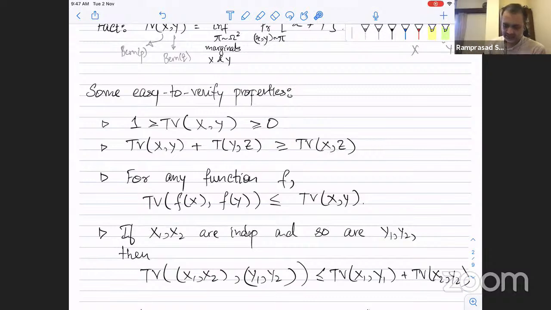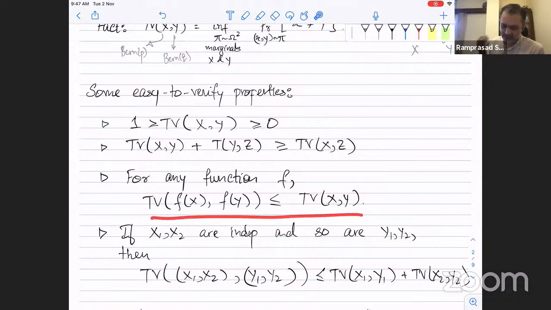Okay. And secondly, it satisfies the triangle inequality, which is that if you look at the distance between x and y and the distance between y and z, and you add them up, that's certainly at least as large as the distance between x and z directly. So this is just the triangle inequality.